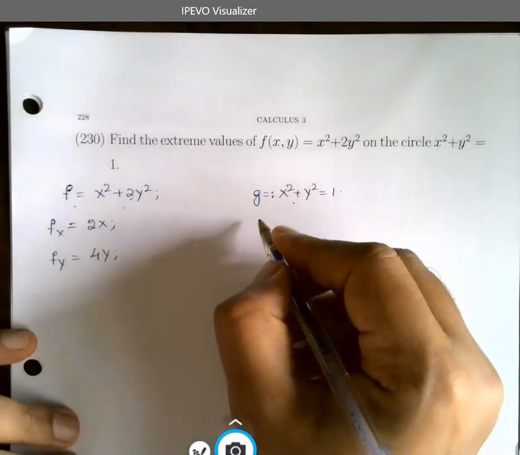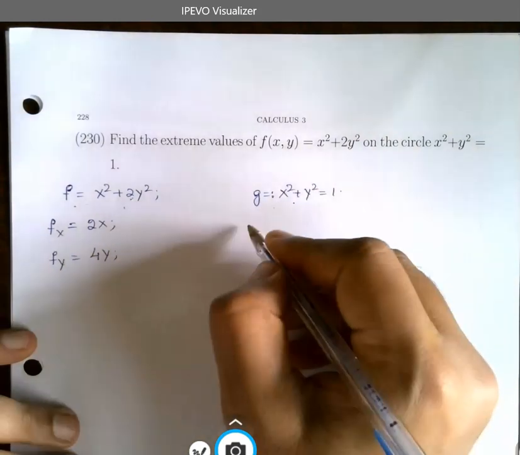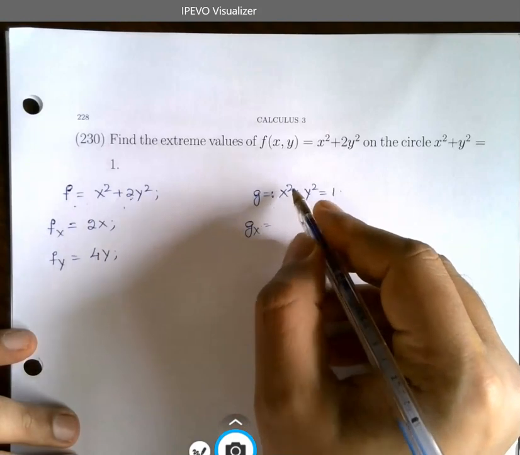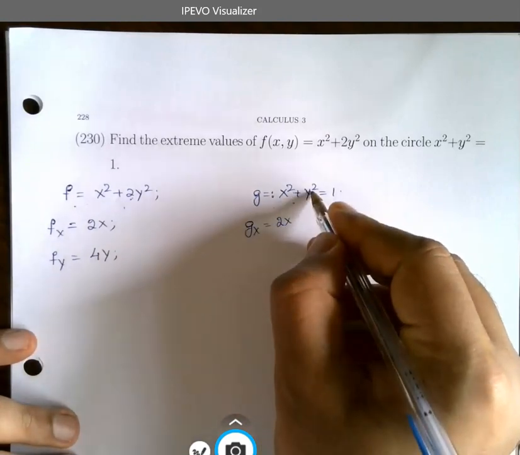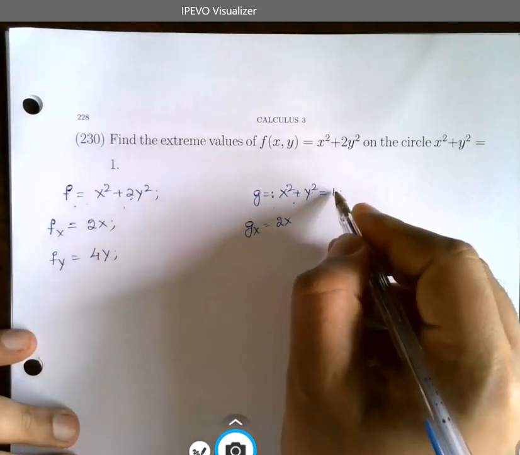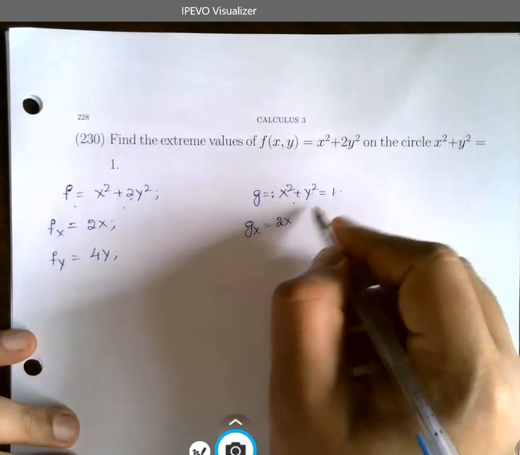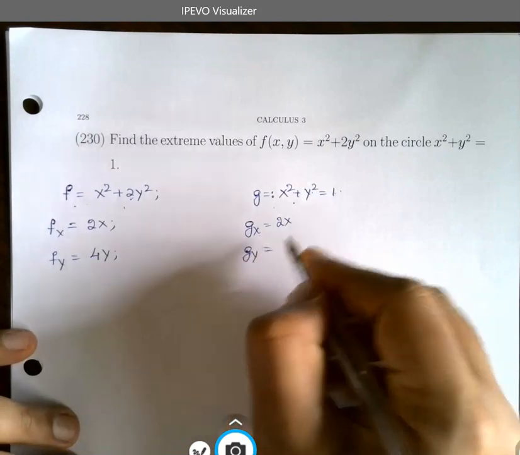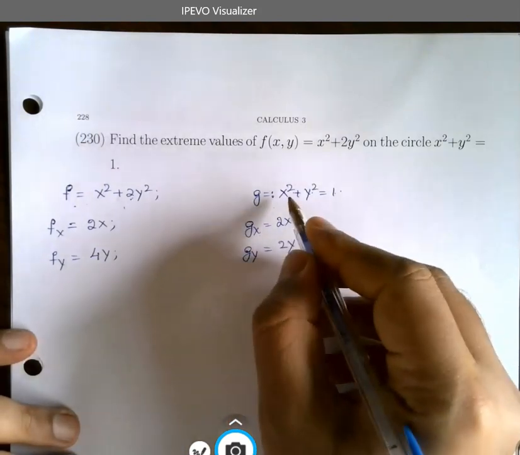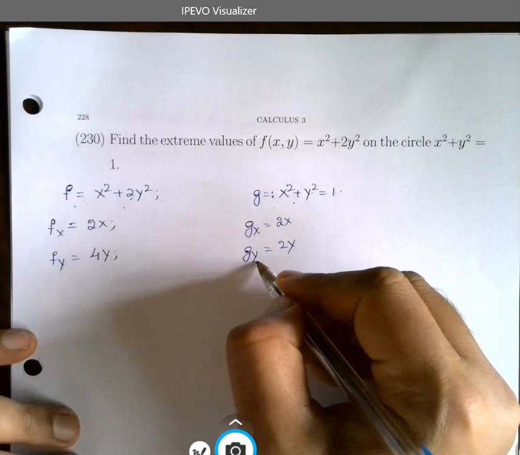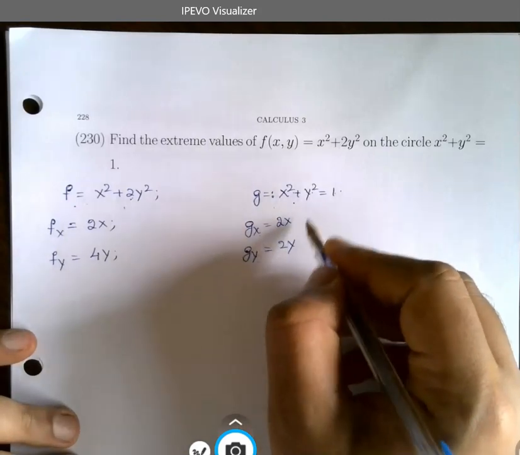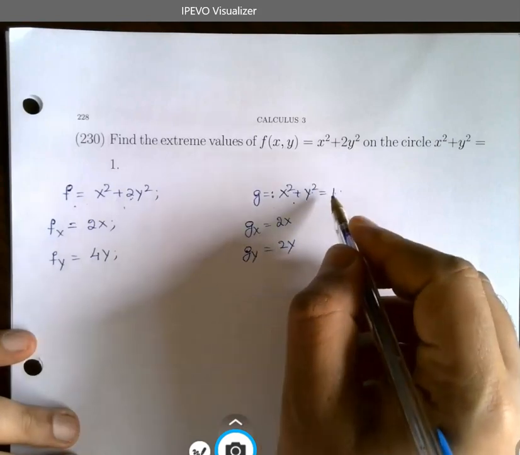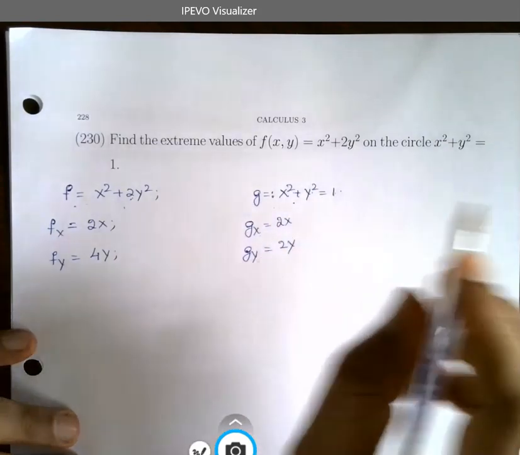Then you find the gradient, the partial derivatives of g. So gx is going to be the derivative of x squared, which is 2x; the derivative of y squared with respect to x is 0, and the derivative of 1 with respect to x is also 0, so you get gx equals 2x. gy is going to be 2y, the reason being the derivative of x squared with respect to y is 0, the derivative of y squared with respect to y is 2y using the power rule, and the derivative of 1 with respect to y is also 0.